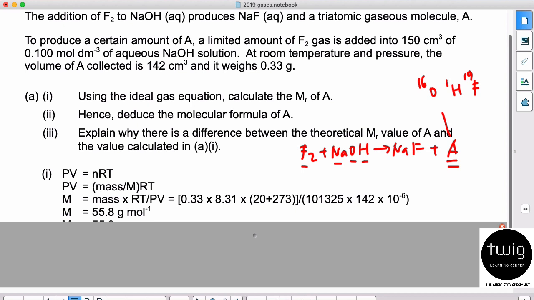So I'll give you a few options. It could be O3, it could be F3, right? I think some of you were thinking of that. If I use O3, it's 48, a bit far from that. If I use F3, it will be 19 times 3, which is 57. So it looks as if it's possible.